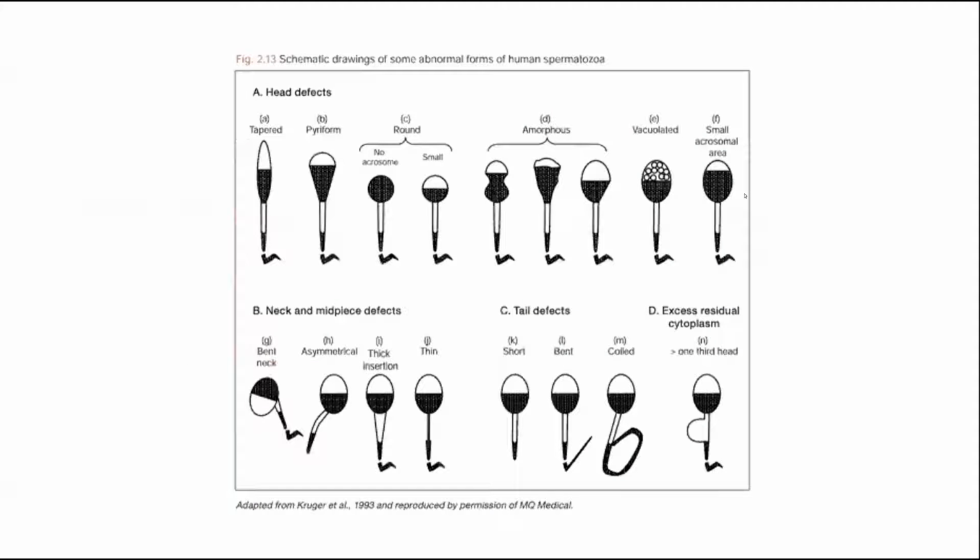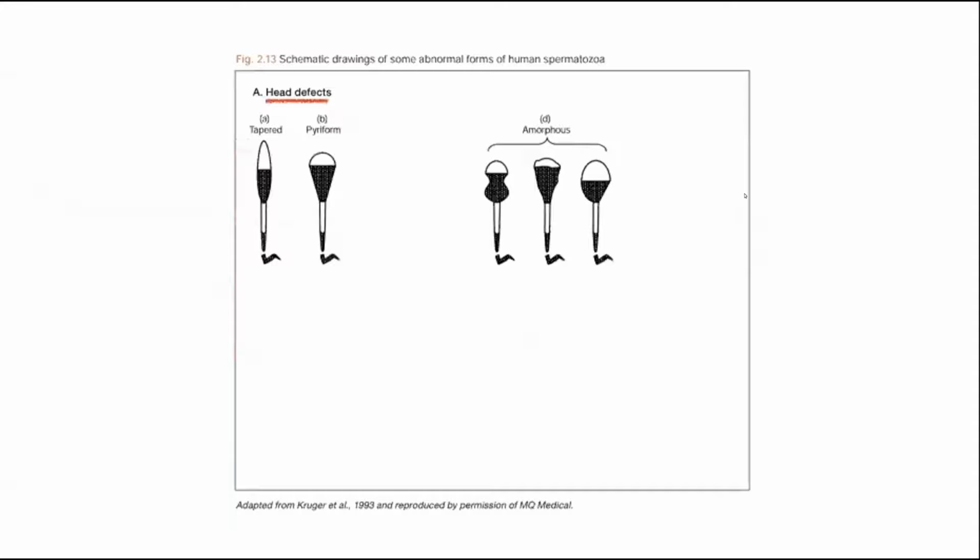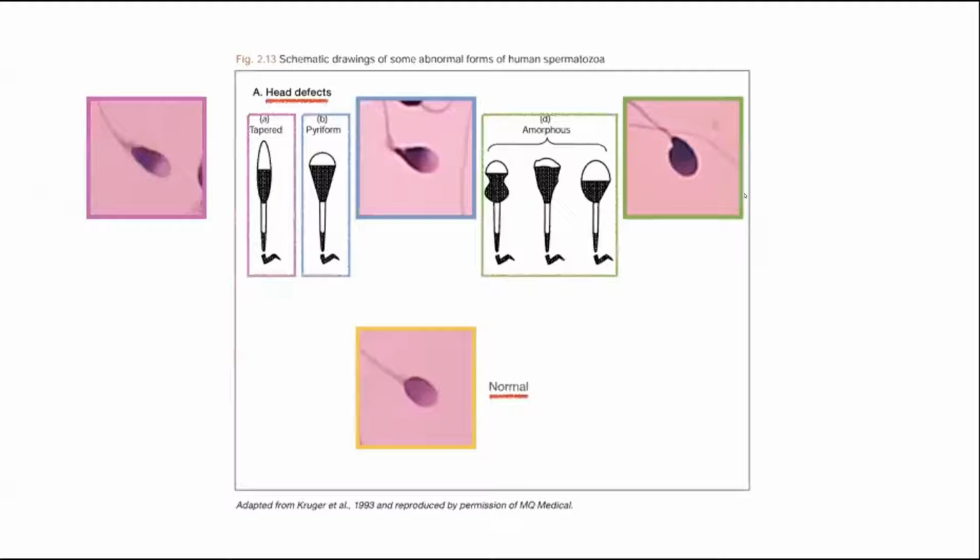Here's a schematic of abnormal forms of human spermatozoids from the World Health Organization website. The data only is concerned with head defects. So here there's 3 classes of defects, and these are actual images taken from the data set provided, as well as a normal class.